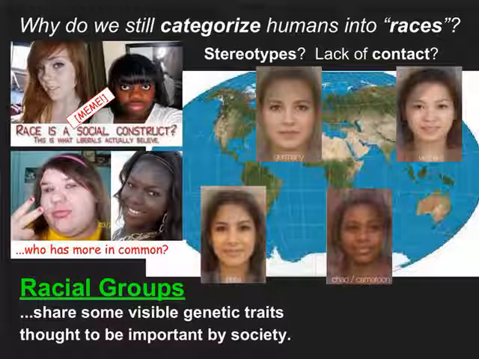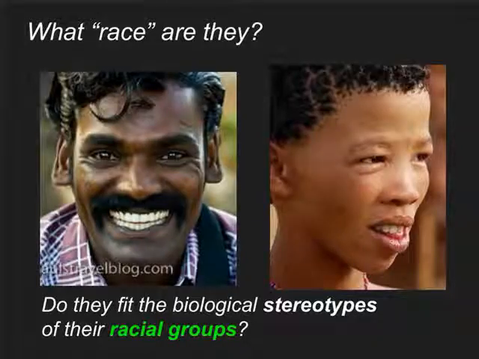Because the word race implies an unscientific distinction, in this class we'll use the term racial groups to refer to the way society separates individuals based on a few visible genetic traits we've labeled as important. It's not hard to see where these superficial stereotypes of regional biology don't work, as this Indian man, who would usually be labeled as Asian, is far darker than this San woman of Botswana, who would be often labeled as black.